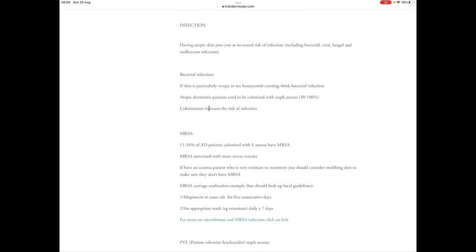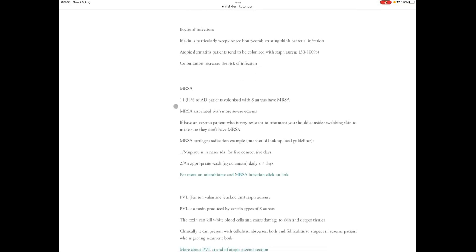So it's important, as I mentioned before, that you're aware that infection is more common in atopic skin, and it can be any infection. It can be bacterial, viral, fungal, or even molluscum contagiosum. With regards to bacterial infection, if the skin is particularly weepy, or you see that honeycomb crust of impetigo, you want to think bacterial infection. And if you were to swab all atopic dermatitis patients, you'd find that a lot of them are colonized with Staph aureus. I appreciate that's a wide range of 30 to 100% depending on the study you look at. But colonization with Staph aureus increases the risk of infection.